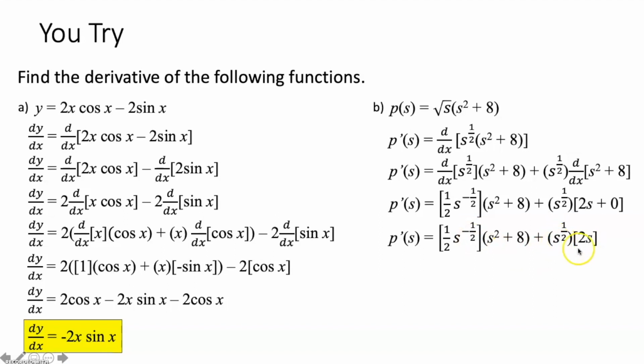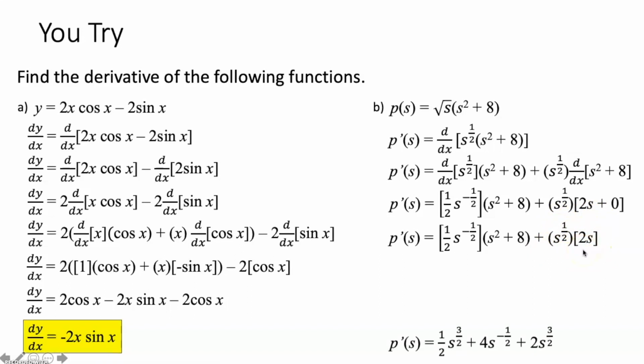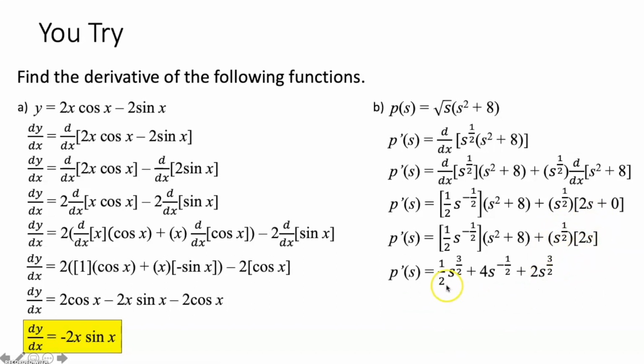Lastly, I multiply these two together. It's going to be 2s to the 1/2 times s to the first. They're like bases, so I add the exponents. 1/2 plus 1 gives me 3/2. Now, can we simplify this? Yeah, we have two like terms. We have s to the 3/2 here and s to the 3/2 here. So we're going to add together the coefficients. 2 plus 1/2 is going to give me 5/2.